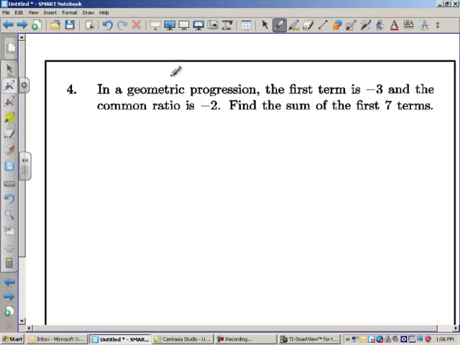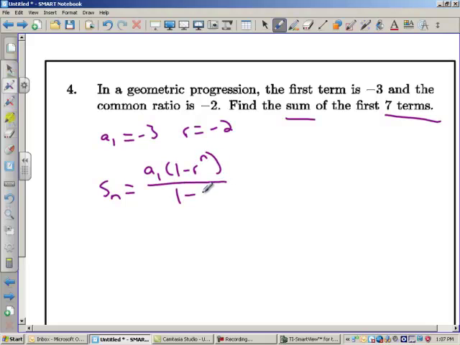The first term is -3 in a geometric progression, and the common ratio is -2. So I know the first term is -3, the common ratio is -2. Find the sum of the first 7 terms. So we have the sum of the first n terms, and we want to find that formula. Now our formula is S sub n equals a sub 1 times 1 minus r to the n, and that's all divided by 1 minus r. Again, we cannot have r equal to 1 here. That would be division by 0, and bad things would happen.